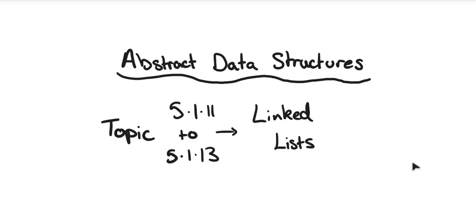So let's get started. Linked lists are one of the most common types of dynamic data structures, and in this video we're going to be looking at how they're structured, how they work, and how we can represent them both visually and in pseudocode.